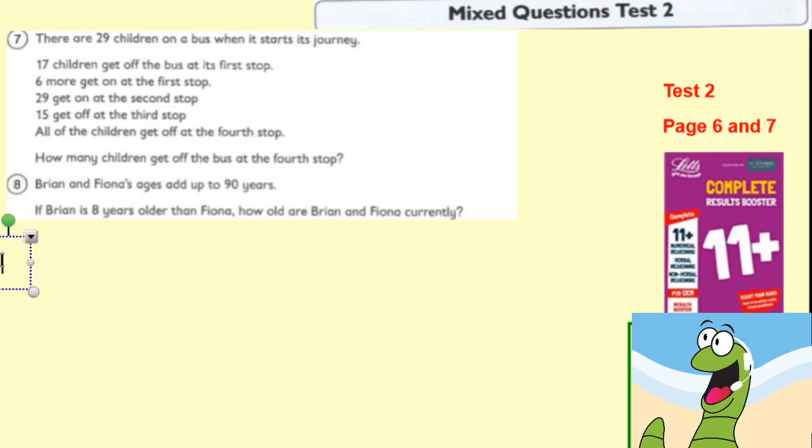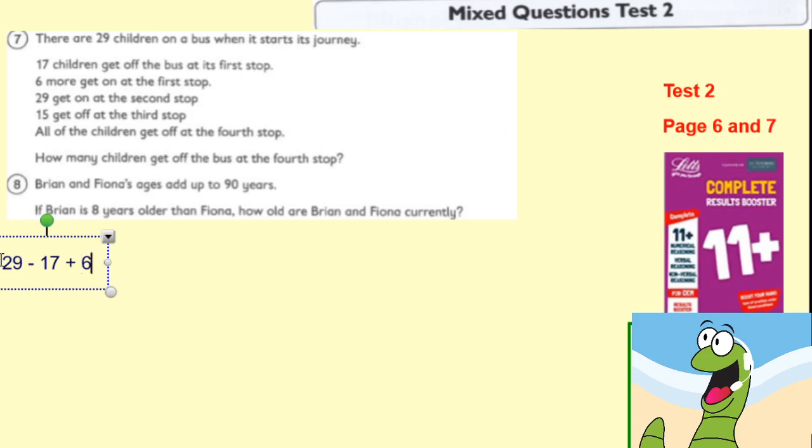Right, question 7. There are 29 children on a bus when it starts its journey. So you're going to write that down. 29 children when it starts. 17 children get off the bus at its first stop. Stop number 1, we lose 17. 6 more children get on at the first stop. So we're going to add 6. We've lost 17, but we're going to add 6 to that.